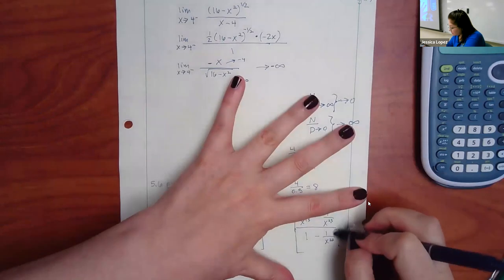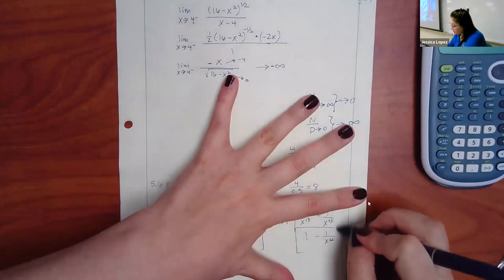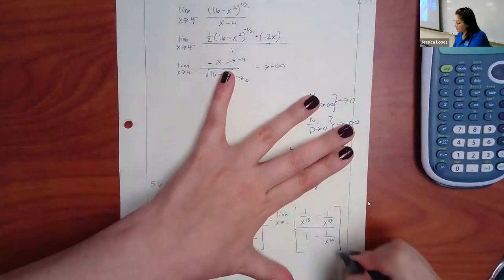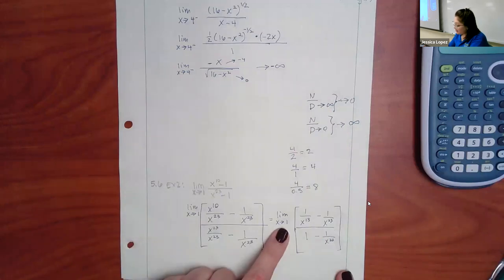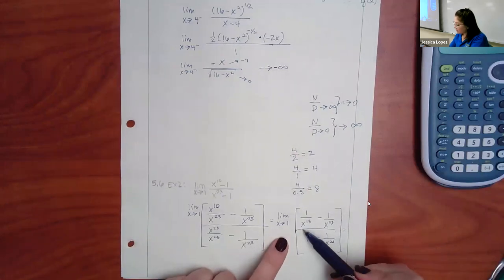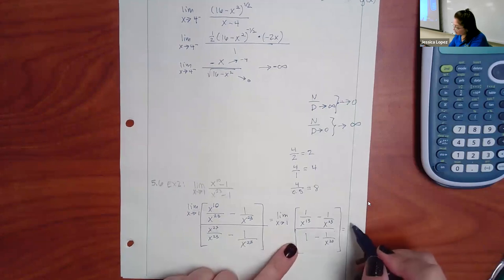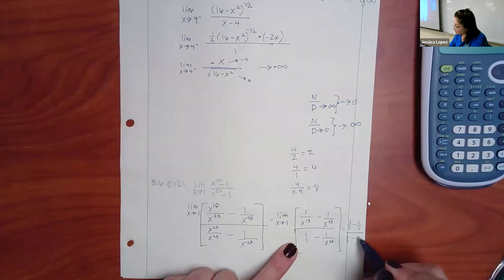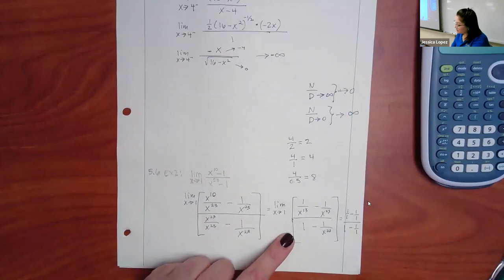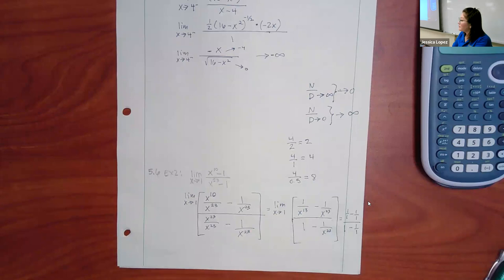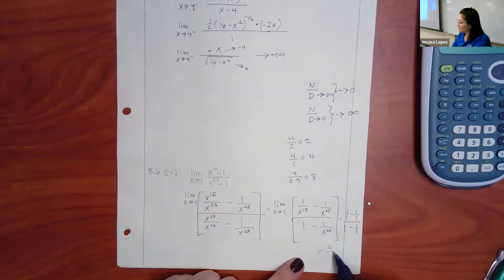If I were going to infinity, that might help me, but this one's going to 1, isn't it? So I can just direct substitute everything in there. And what will I get? I will get 1 over 1 minus 1 over 1, 1 minus 1 over 1. Oh, but don't I still have an indeterminate form? Won't I get 0 over 0 still?